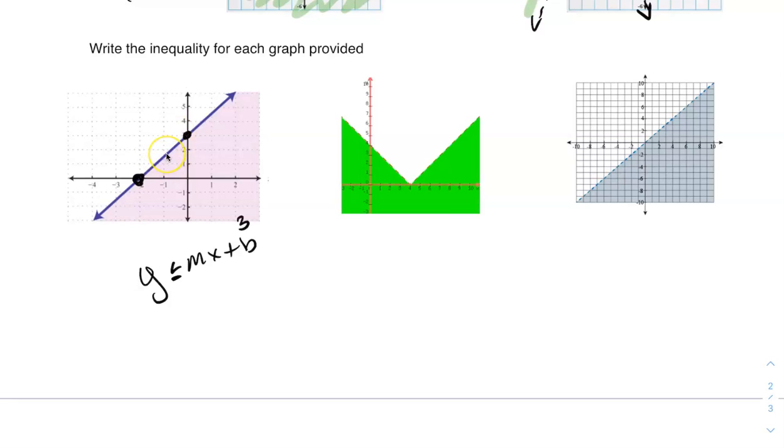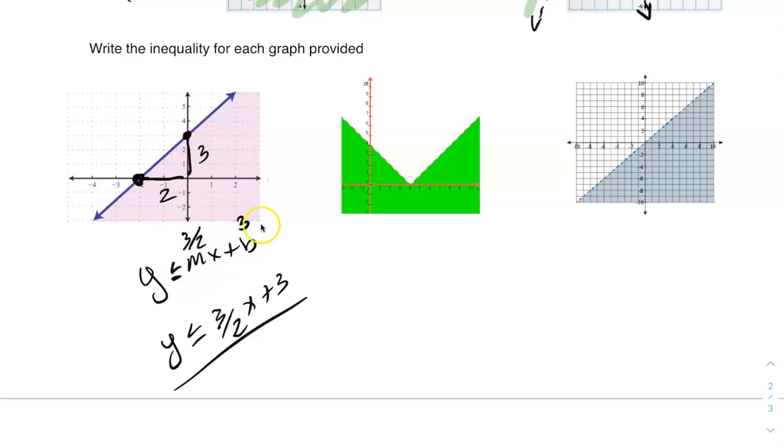And then our slope, we just got to find it. Over 2, up 3, so slope of 3/2. So there we go. That's my equation. You could do point-slope form, but remember, when you have a graph, it's usually easiest to do y-intercept form, slope-intercept form.